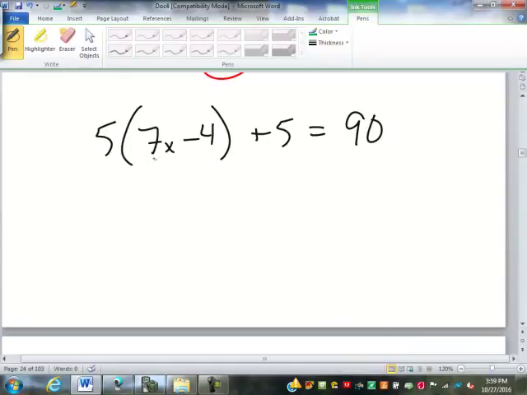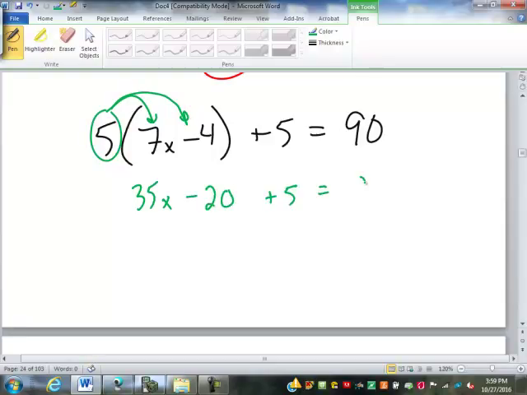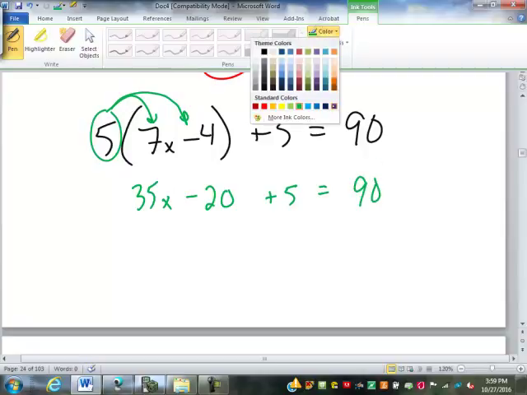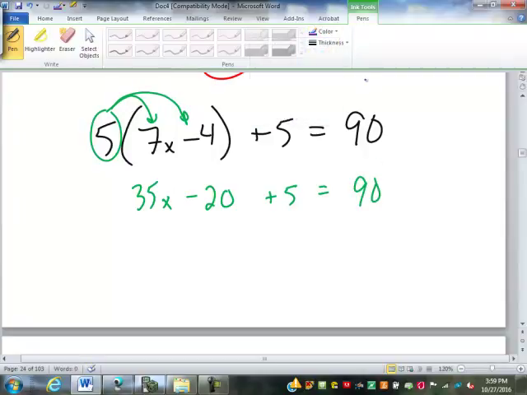So starting with the parentheses, there's nothing to do inside the parentheses. So we're going to multiply by the 5. 5 times 7x, 35x, and 5 times negative 4, negative 20. I do have plus 5 there. Are we ready to start solving? Not yet. What do we have to combine? Negative 20 and 5 make negative 15.